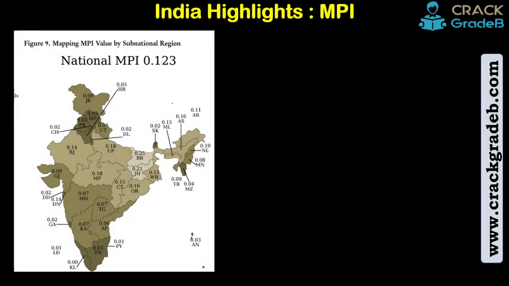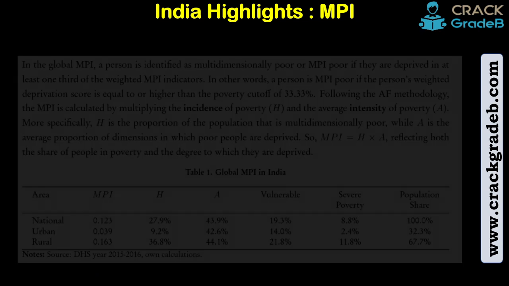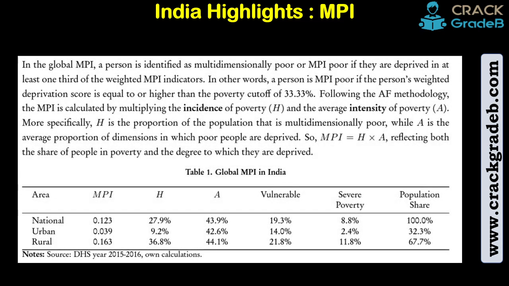Right. So the national MPI is 0.123. Okay, very easy to remember, 0.123. Now, how this 0.123 is achieved, that we will look at. This is the statewide data as well, not very important. So let's move forward and understand how that is achieved.